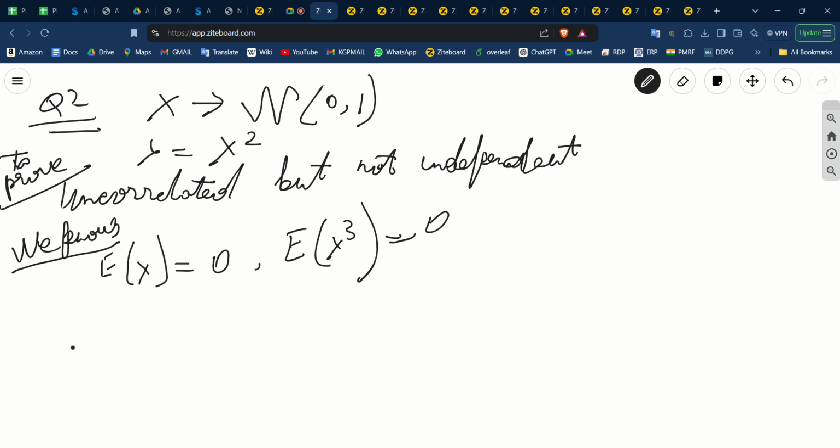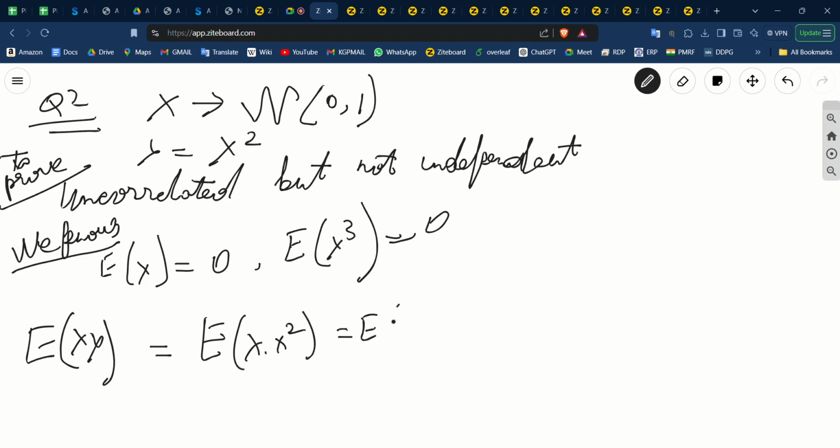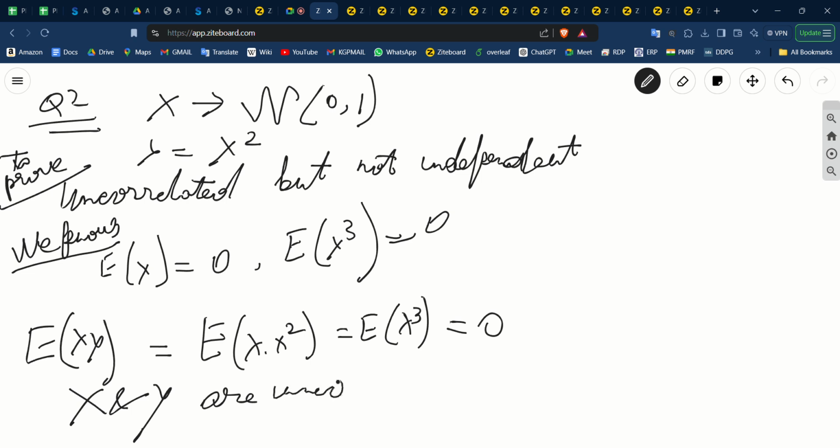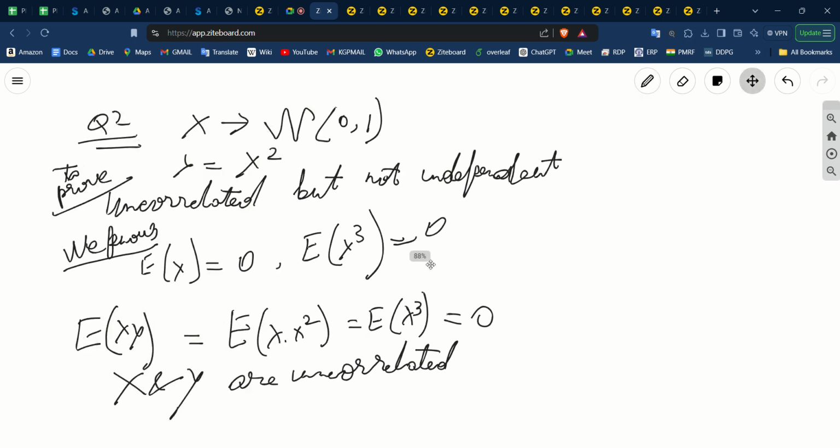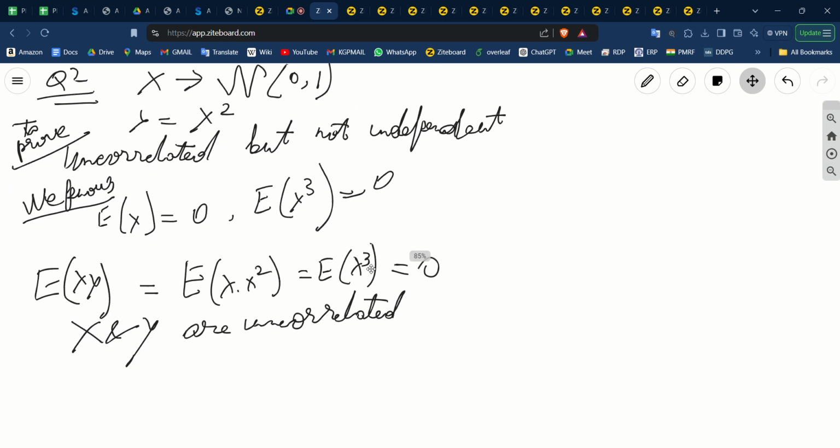So, what is E of XY? E of XY is nothing but E of x into x square. So it's E of x cube, which is 0. So X and Y are uncorrelated because E of XY equals 0. We have completed the first part, that it is uncorrelated.